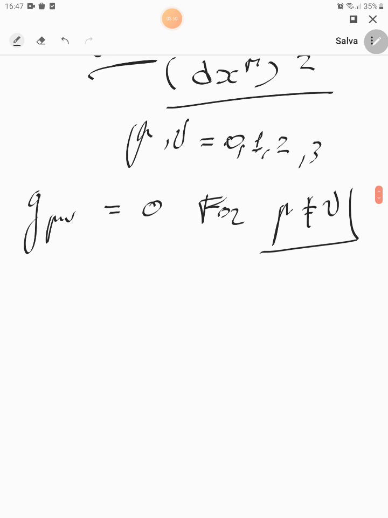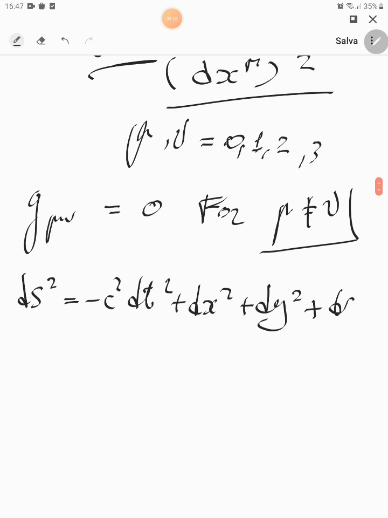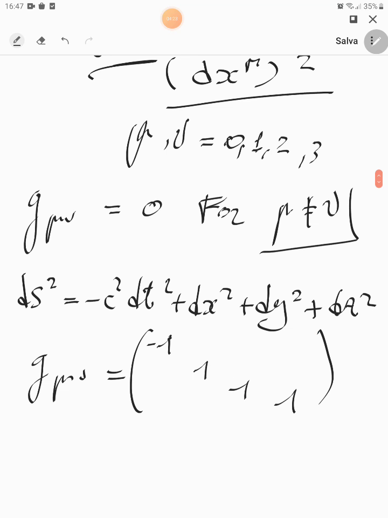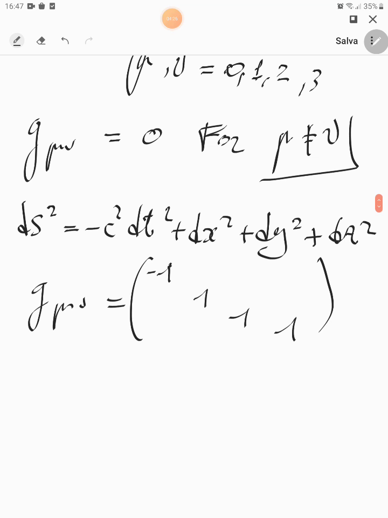Now, in Minkowski spacetime, in the theory of special relativity, we have ds² equal to minus c²dt² plus dx² plus dy² plus dz². And g_μν is equal to minus 1, 1, 1, 1, and the other components are 0.